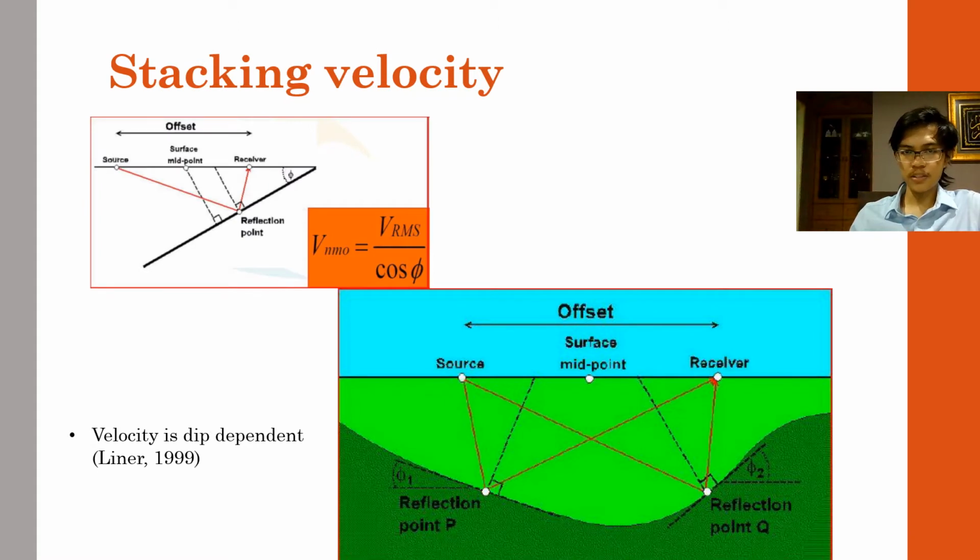The stacking velocity for a dipping reflector can be calculated using this formula: V_NMO equals RMS velocity divided by cos theta. Theta is the dip angle of the dipping reflector. From the picture below, we can also see that the velocity is dip dependent.